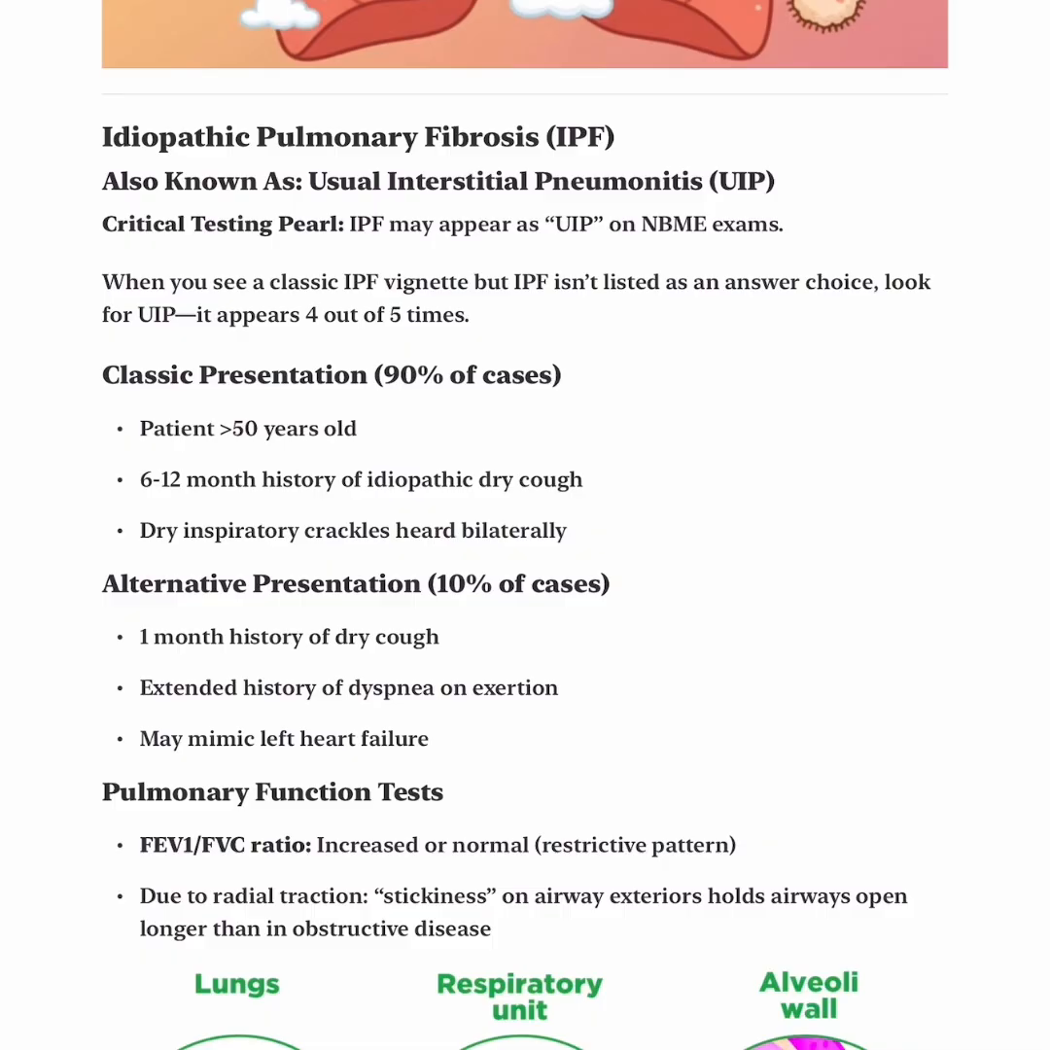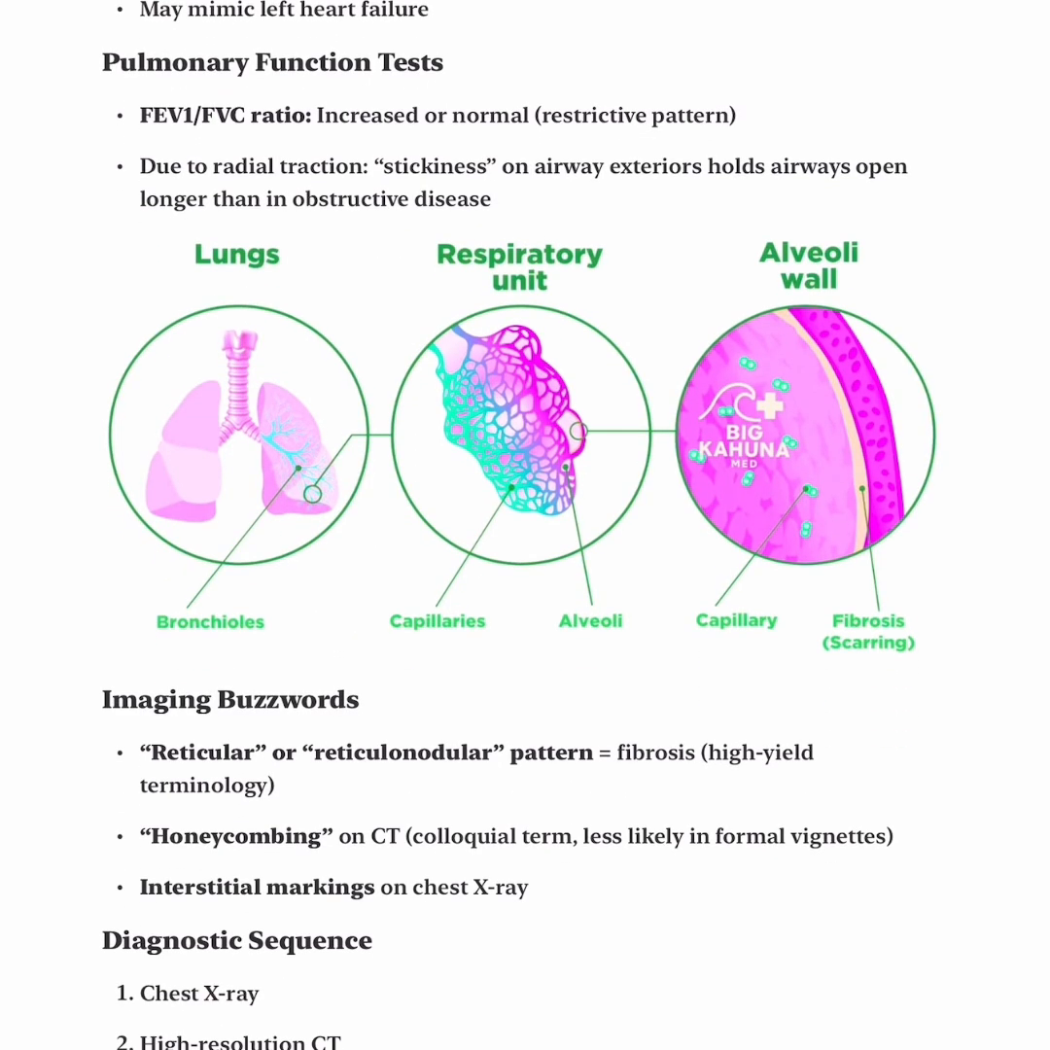As far as your pulmonary function tests, here you're going to have an FEV1/FVC ratio that's increased or normal, but you will see a restrictive pattern. This restriction is due to the stickiness, aka the radial traction, on airway exteriors, which holds the airway open longer than in obstructive disease. Here we have a nice little image showing you exactly what happens in terms of the fibrosis and scarring in your capillary beds and alveoli walls.